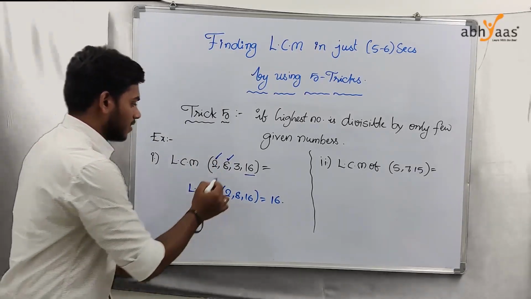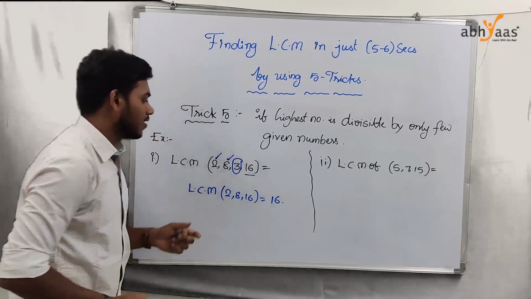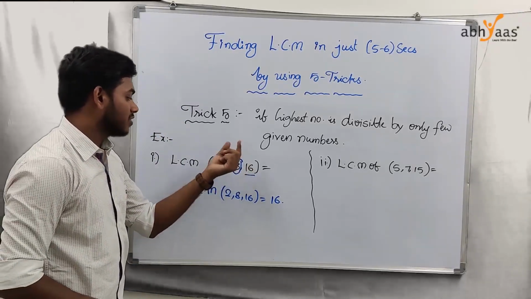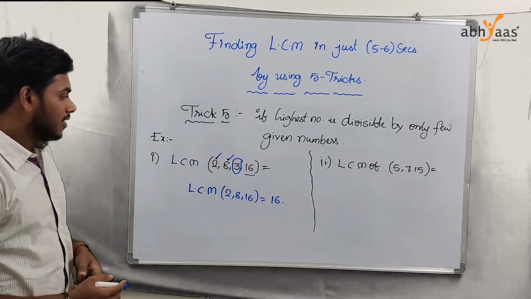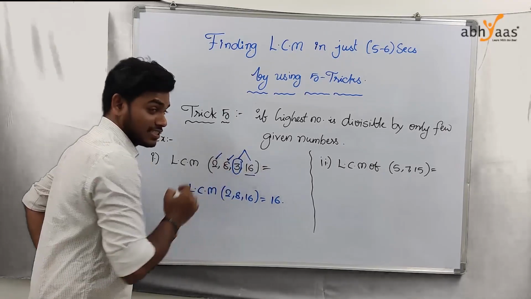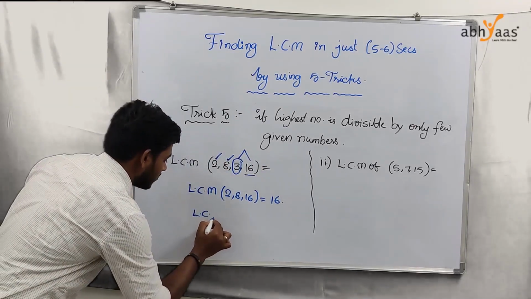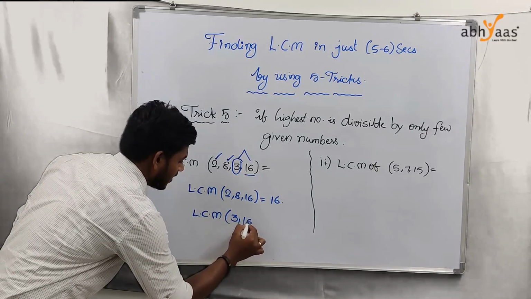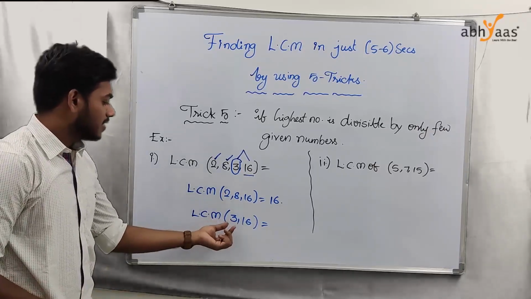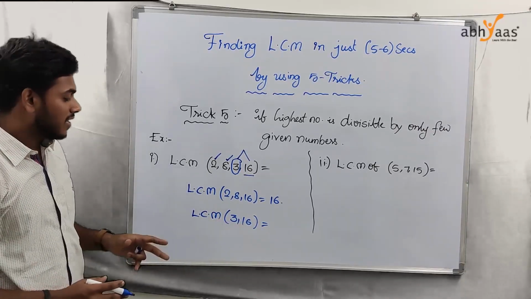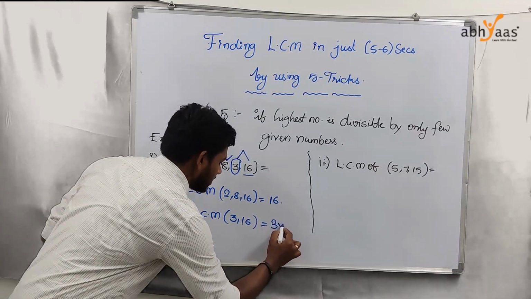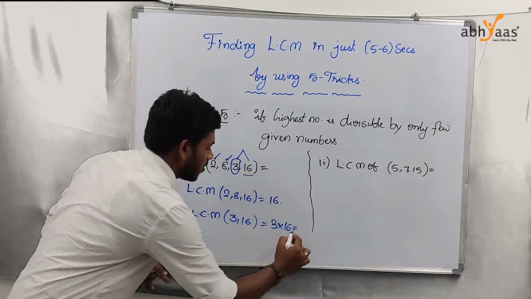Right? But the 3 here is not a factor of 16. 16 is not divisible by 3. It leaves a remainder of 1. In this case, the LCM is nothing but the LCM of 3 and 16. And again, you can use a trick that we have already discussed. 3 and 16 are co-prime numbers. For any two co-prime numbers, the LCM is nothing but their product. So 3 into 16 is 48.